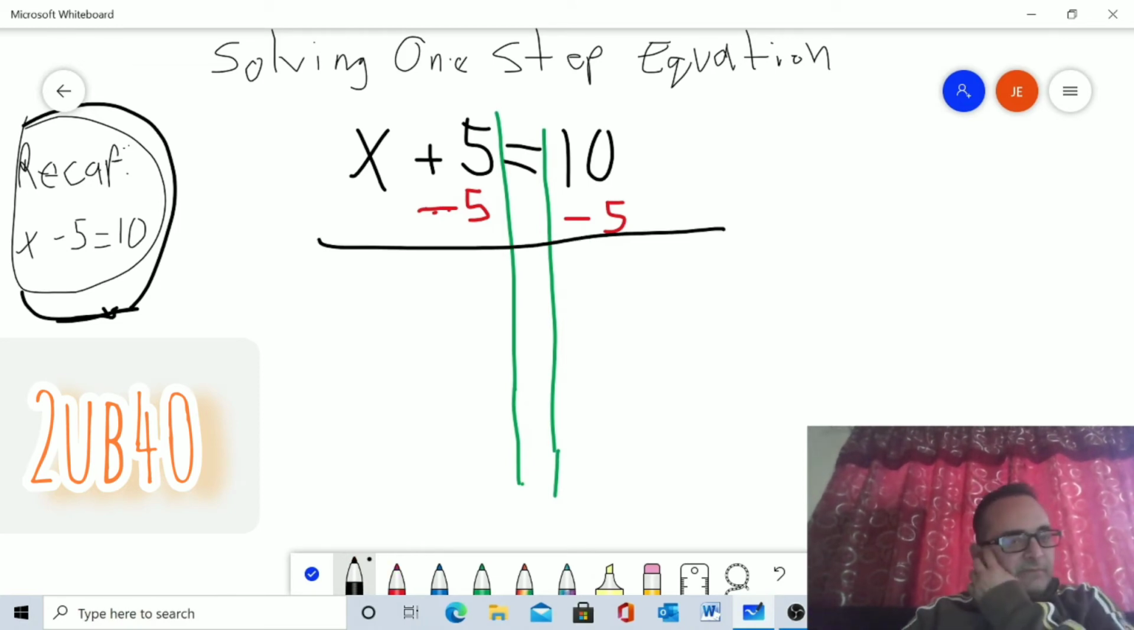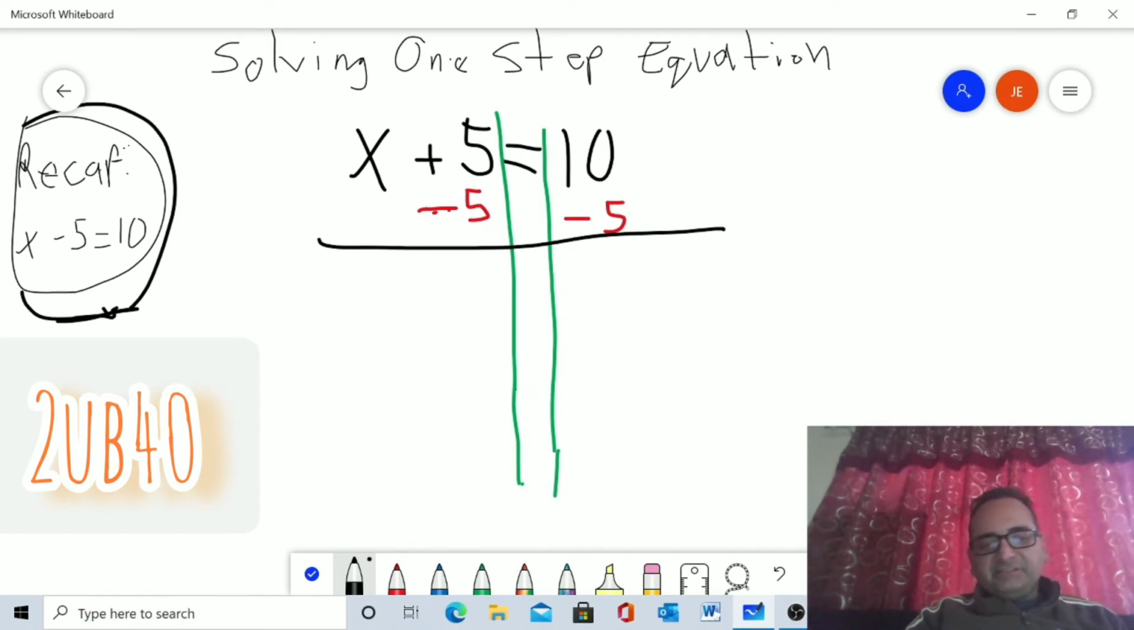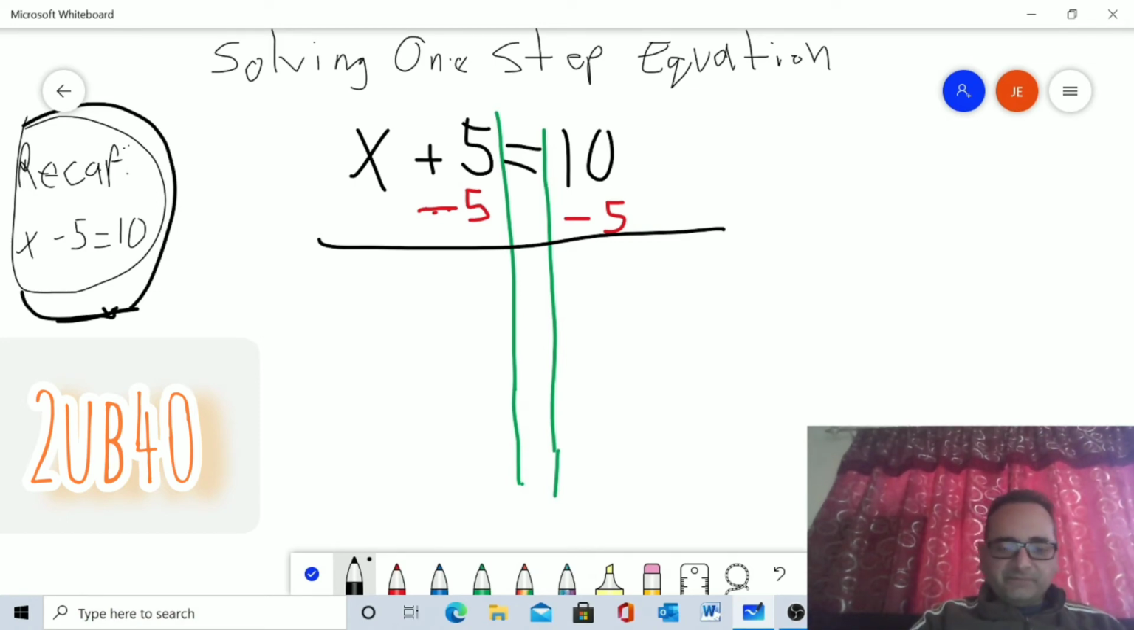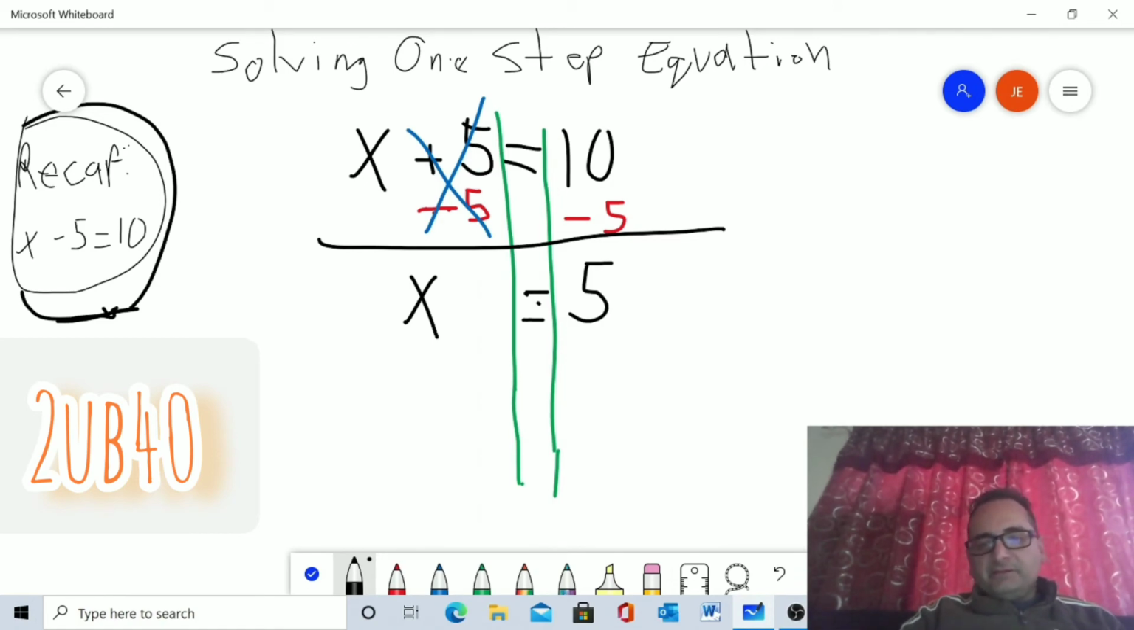Okay, big horizontal line. What happens to the plus 5 and the minus 5? They're opposite from each other, so they will cancel out. I will bring down the x, bring down the equal sign, and 10 minus 5 gives me 5. And let's check our work.